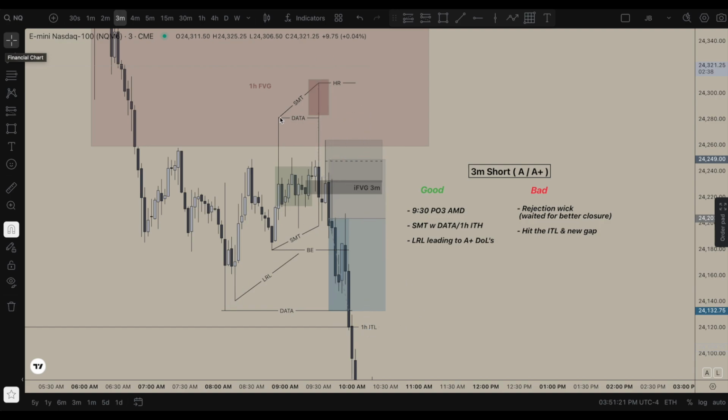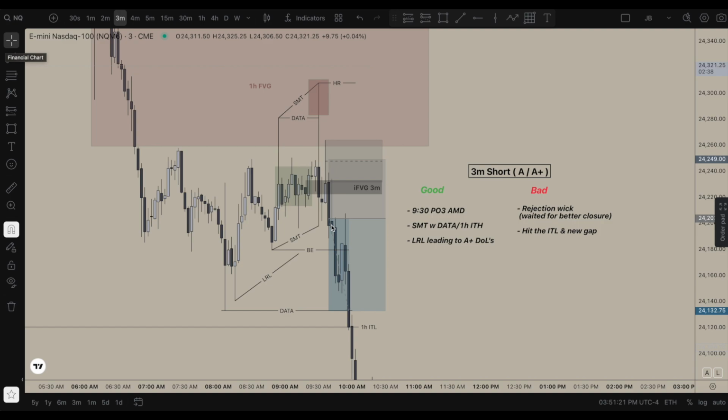We also had an SMT up here in our 1 hour gap, which shows that we have really good manipulation and a very good sign of reversal. We also have this low resistance leading up to this very strong A plus DOL. One bad thing about this trade was the rejection wick, but this was on the original close because we had a bad rejection wick, but it's not something very important and why the trade could have lost or won. But we ended up entering on this other better close anyway, so that doesn't have any significance.